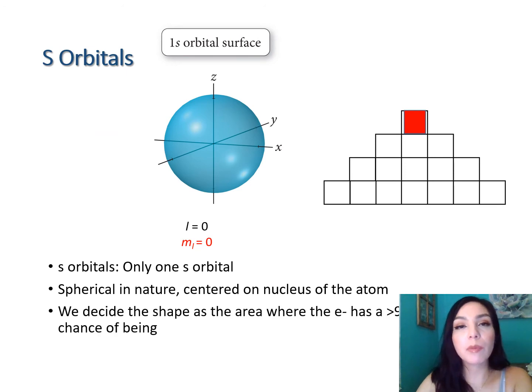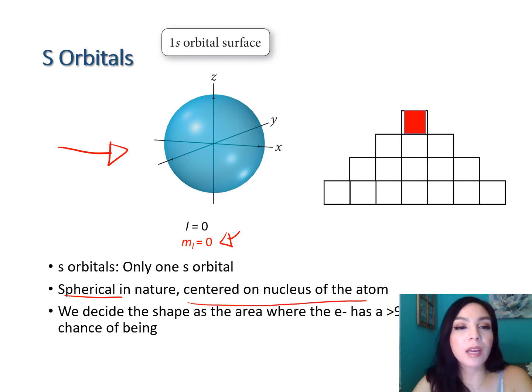So we're going to talk a little bit more about each orbital. First we have our s orbitals. The s orbital looks like that. It's a sphere. It only has one possible orientation, so that's why you only ever have one ml value for it. It's spherical and centered on the nucleus of the atom. In general, the shapes of orbitals are where the electron has greater than 99% chance of being, and that comes from all the math from wave functions, but you don't have to know that. You just have to know the shapes, the quantum numbers, what they're called, and so on.